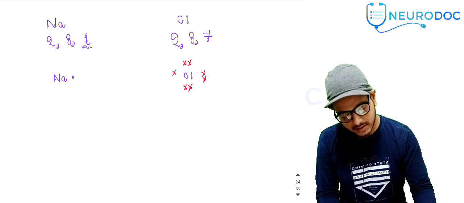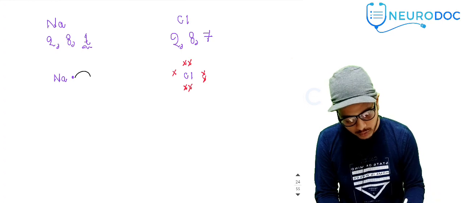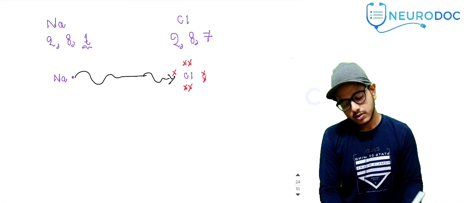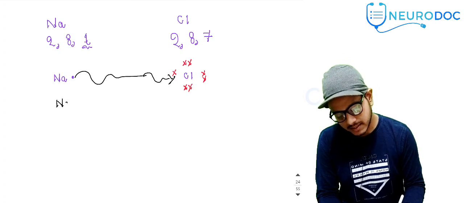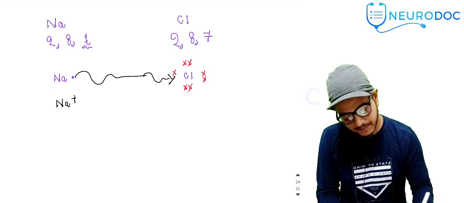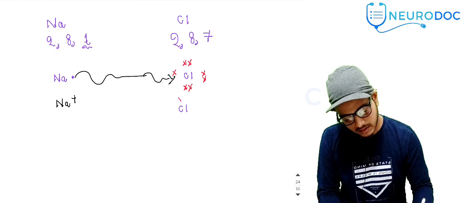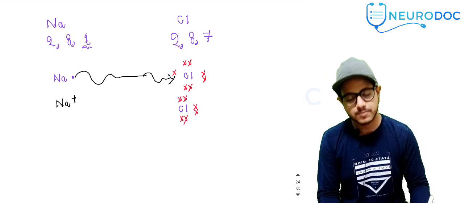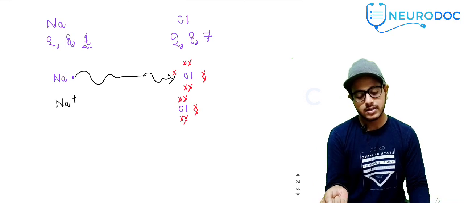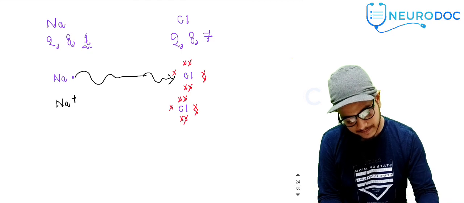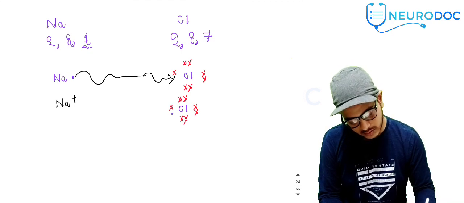Now what happens? Sodium loses one electron to chlorine. As a result, it becomes Na plus, and this becomes Cl minus. Why Cl minus? It accepts one extra electron that came from sodium, right?